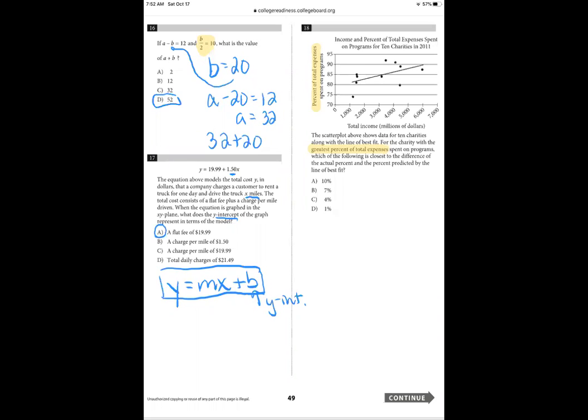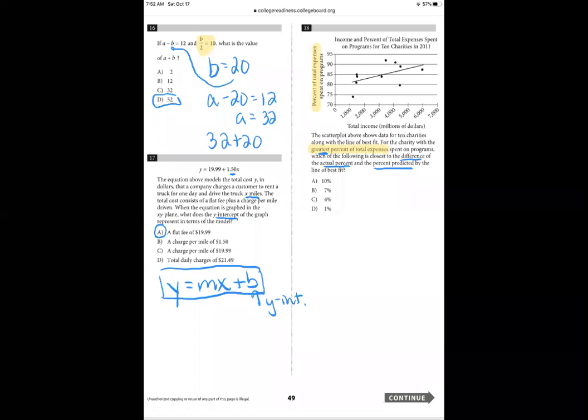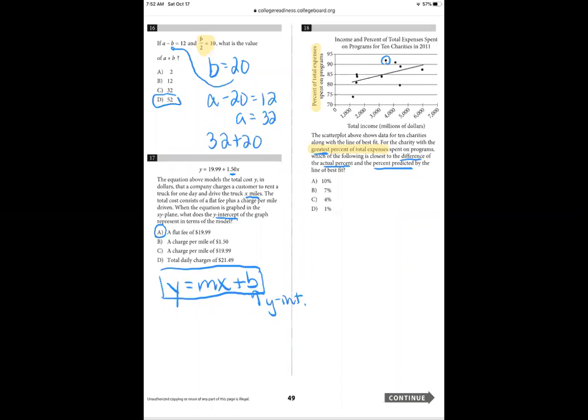And lastly, on this page for number 18, we're looking for the difference between the actual percent and the percent predicted. So the actual percent, again, for the charity that had the greatest total expenses, so the greatest would be up here with this point, it looks to be about 92.